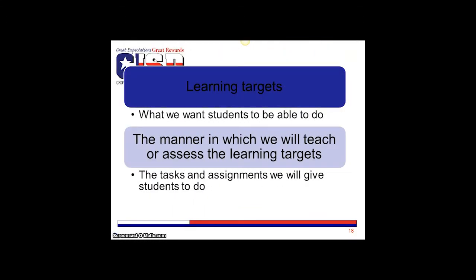Before we go into our content builder, let's briefly review what we've learned so far. We know that we need to answer question 1, what do we want our students to learn? That is, what we want students to be able to do. Next, we consider the manner in which we will teach or assess the learning targets, that is, the tasks and assignments we give students to do. We know that the tasks and assignments we provide students to do must accurately assess the specified learning target. This is achieved by using our metacognitive process standards. Now let's put it all together.